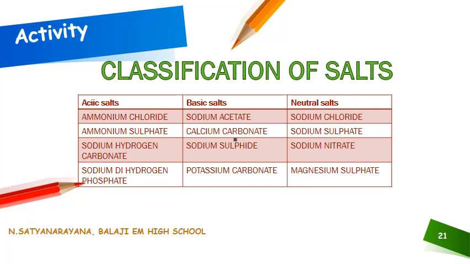Now here ammonium chloride, ammonium sulfate, sodium hydrogen carbonate, sodium dihydrogen phosphate, they are all acidic in nature. Sodium acetate, calcium carbonate, sodium sulfide, potassium carbonate, they are basic in nature, so basic salts. Perfectly neutral are sodium chloride, sodium sulfate, sodium nitrate, and magnesium sulfate. They are neutral salts. Okay, let us learn the next topic.